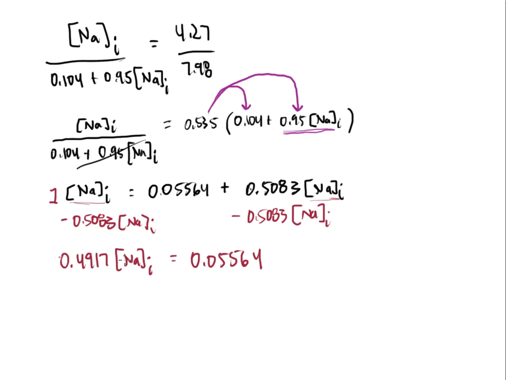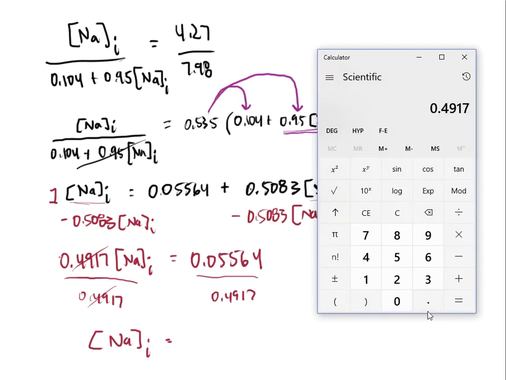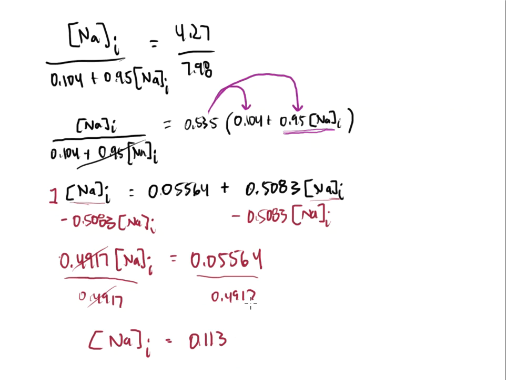And now to solve for x in a normal equation, this is 0.4917 times x. So we're going to divide each side of the equation by that number. So bracket NAI, which is what I was always after, is equal to 0.05564 divided by 0.4917, and I hit enter, and I get 0.113 as an answer. There you go, ladies and gentlemen. That's how you solve a standard addition problem using no graph.